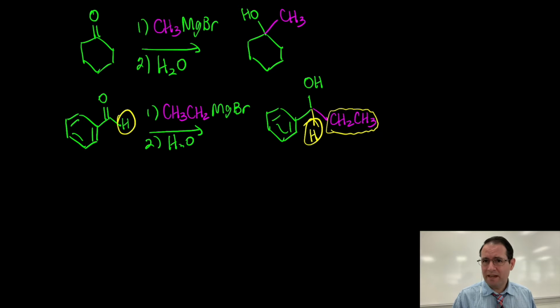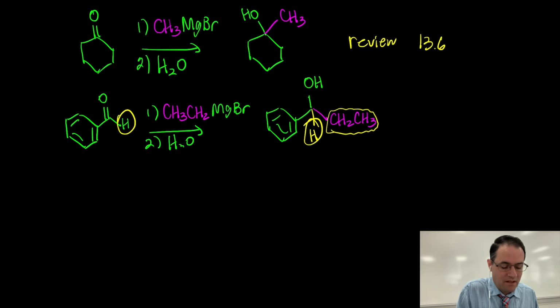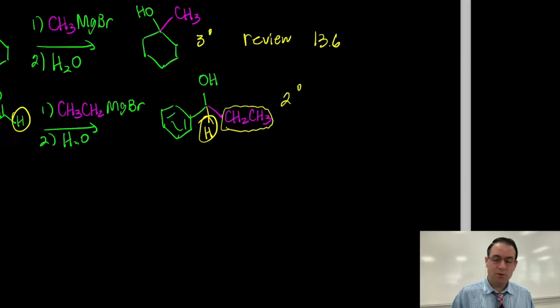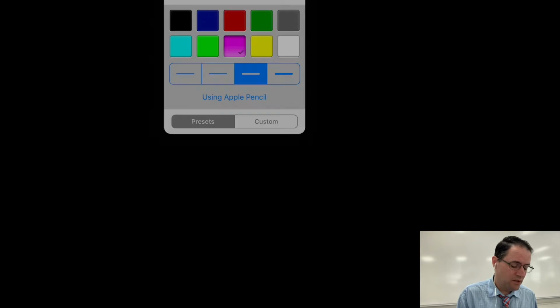Let me take you through the mechanism. This is reviewed in section 13.6. In 13.6 they review how to make Grignards and how they react with ketones and aldehydes to give tertiary alcohols and secondary alcohols respectively. But let me just review again here really quickly.